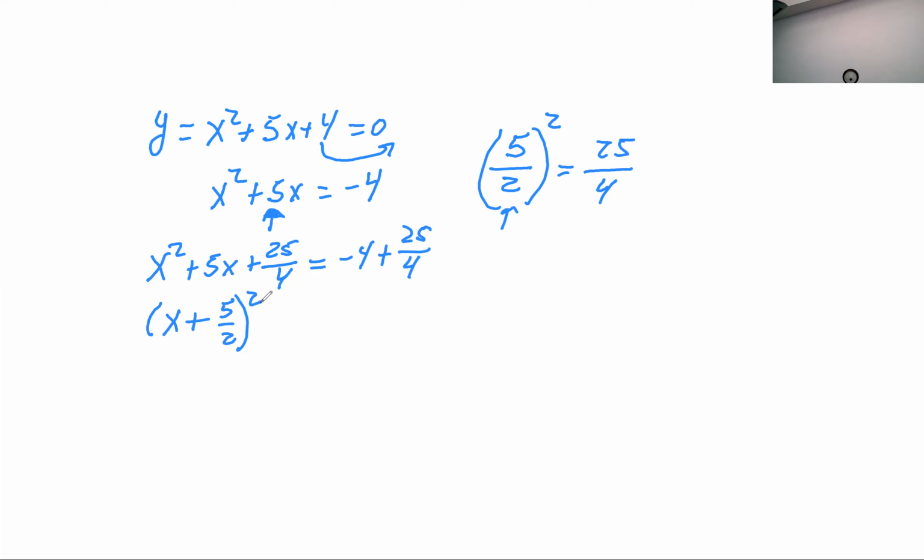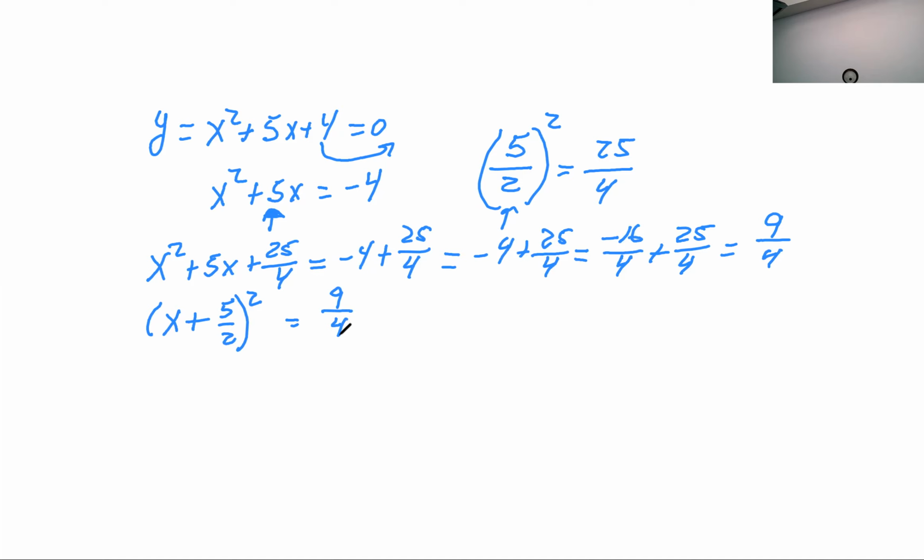So what do we have on the other side? Well, what we have on the other side here is -4, and then we have 25 over 4. So what do we do here? Well, let's combine these and see what we get. To find a common denominator, that would be 4. So we would have 4 times 4 is 16, so this would be -16 over 4 plus 25 over 4. So when we combine those, it looks like we will get 9 over 4. So here we would have 9 over 4 on that side of the equation.